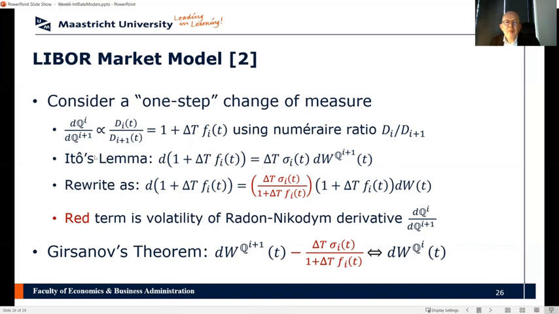Now, if I want to apply Girsanov's theorem, I need to extract the volatility. And how do I extract the volatility? Well, the volatility is the log normal specification of this process. That's how I extract the volatility. Well, how do I get a log normal specification? I just simply multiply and divide by my Radon-Nikodym derivative. So now the term in red, that is the volatility of the strictly positive Radon-Nikodym process.